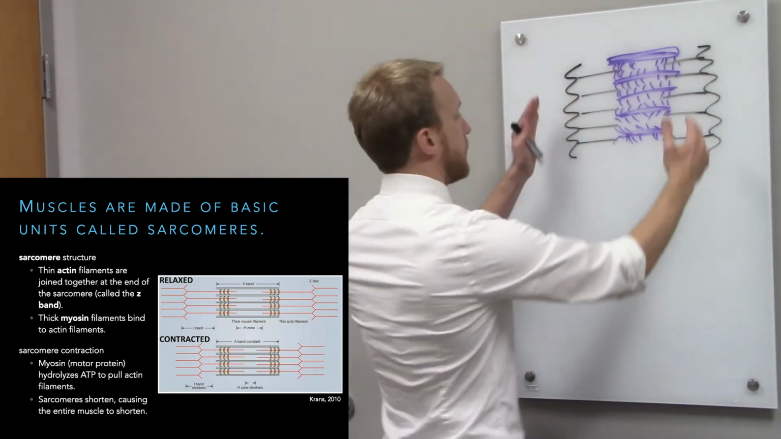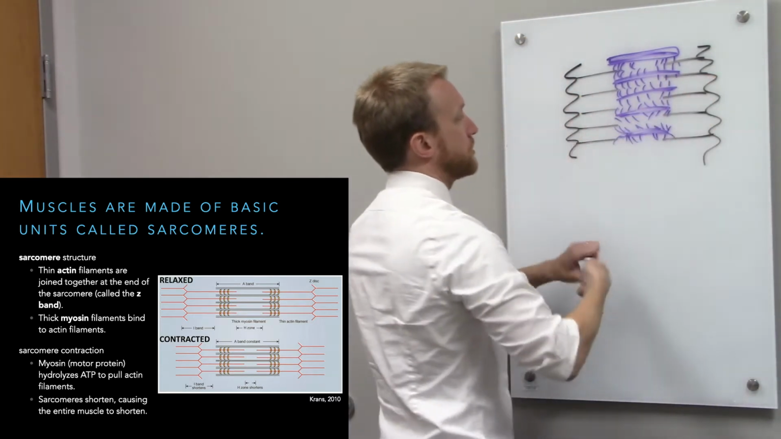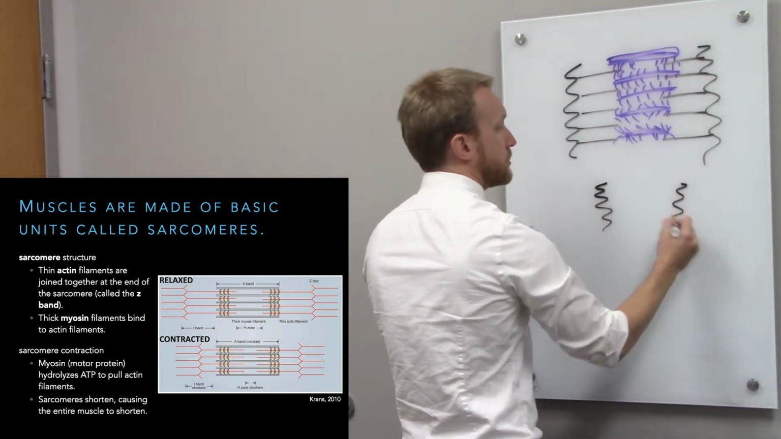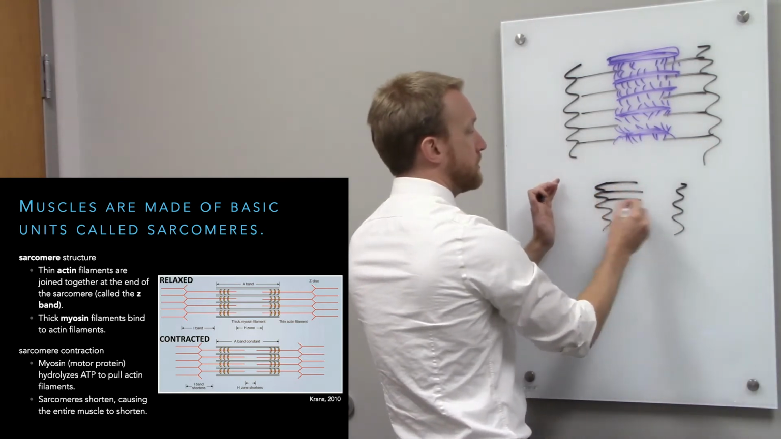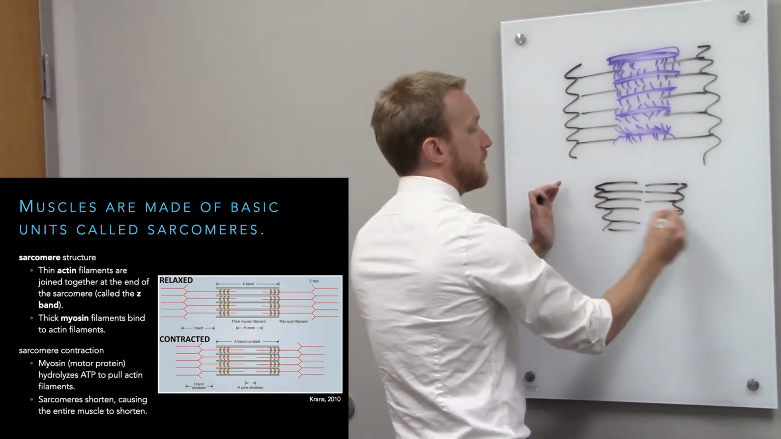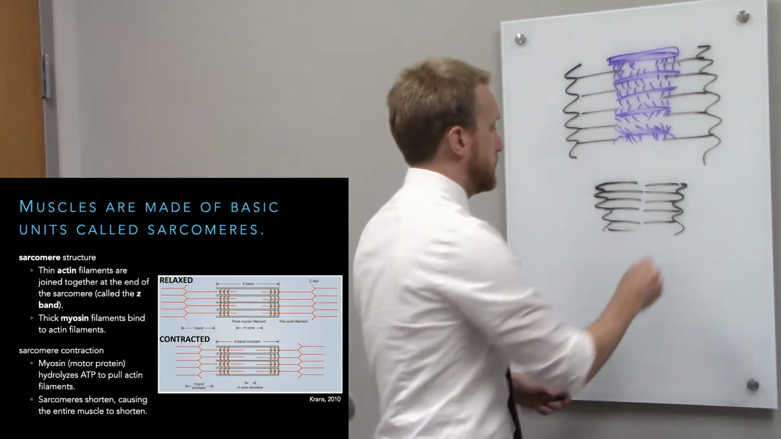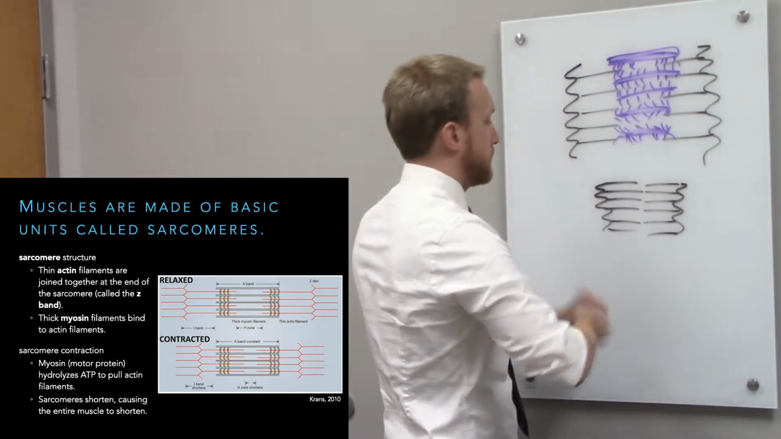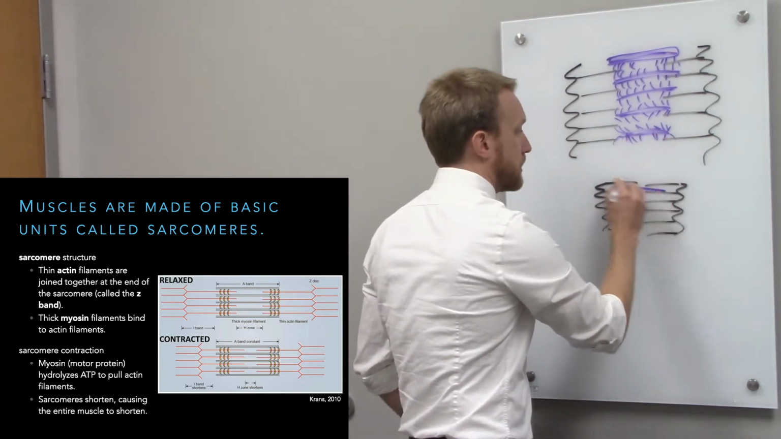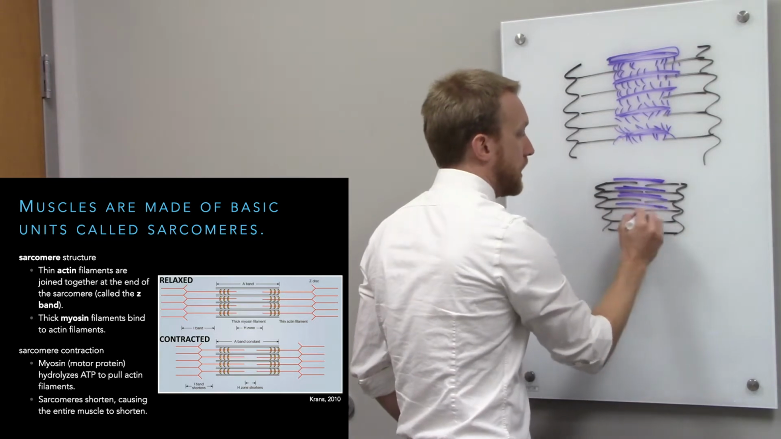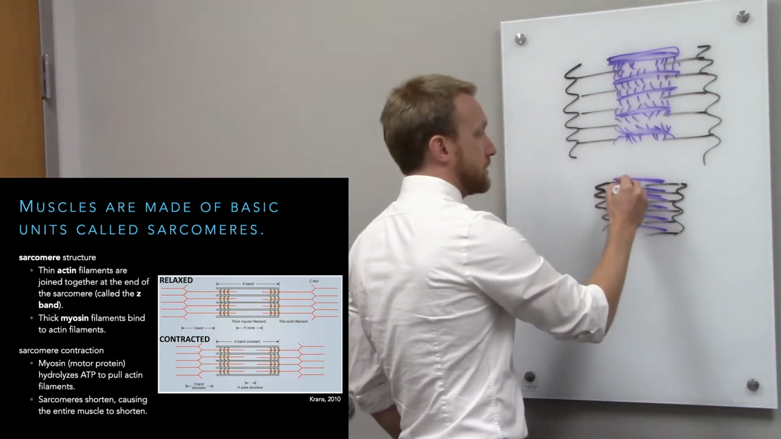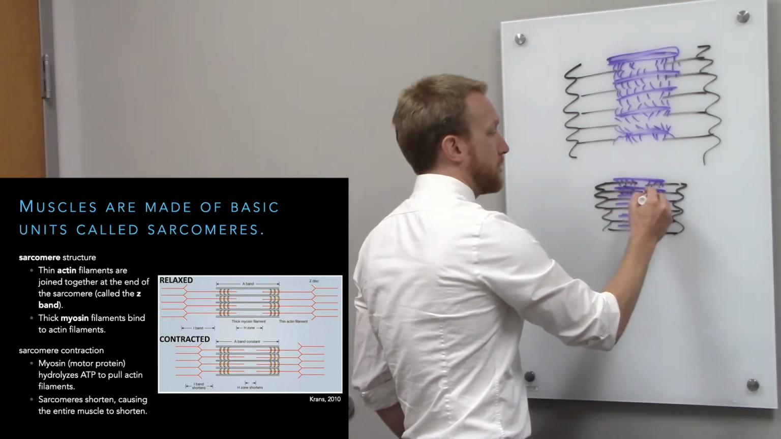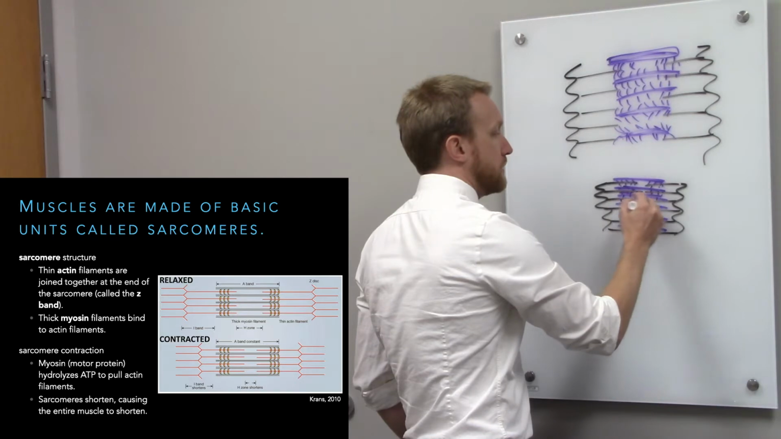But muscle contraction involves the shortening of sarcomeres by sliding these filaments along each other. So we end up with a shorter distance between our Z bands, but the actual filaments are the same length. Nothing's really changed its size here. It's just we've gotten rid of that space in the middle between our actin filaments. The thick myosin fibers are exactly the same size. The thin actin filaments are exactly the same size. What happened was the myosin motor protein pulled on the actin filaments.